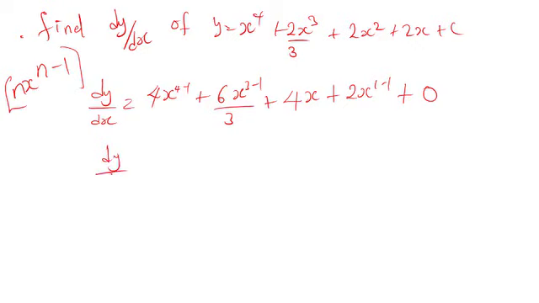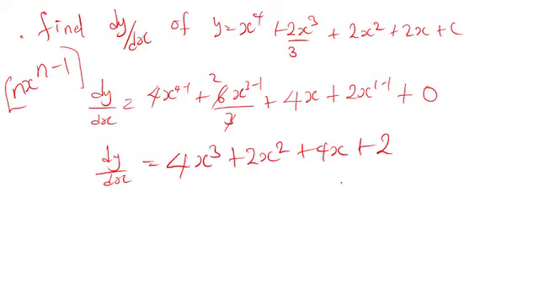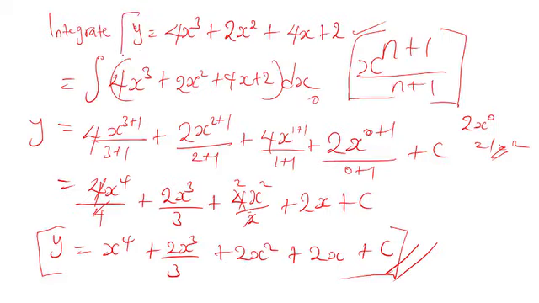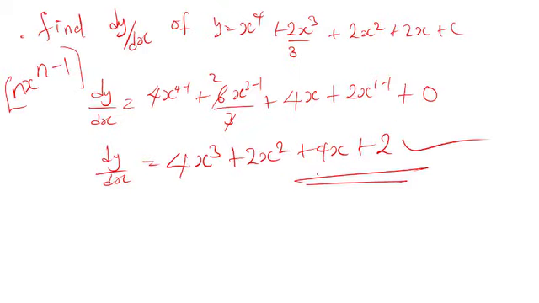So dy/dx is now 4x^3 plus, this goes here, 2x^(3 minus 1), that is 2x^2, plus 4x, plus 1 minus 1 is 0, x raised to the power 0 is 1, that's plus 2. So this is our value. You can actually see we came back to where we started from. So that is to tell you that if you differentiate the answer of a given integral, you get the differential equivalent.